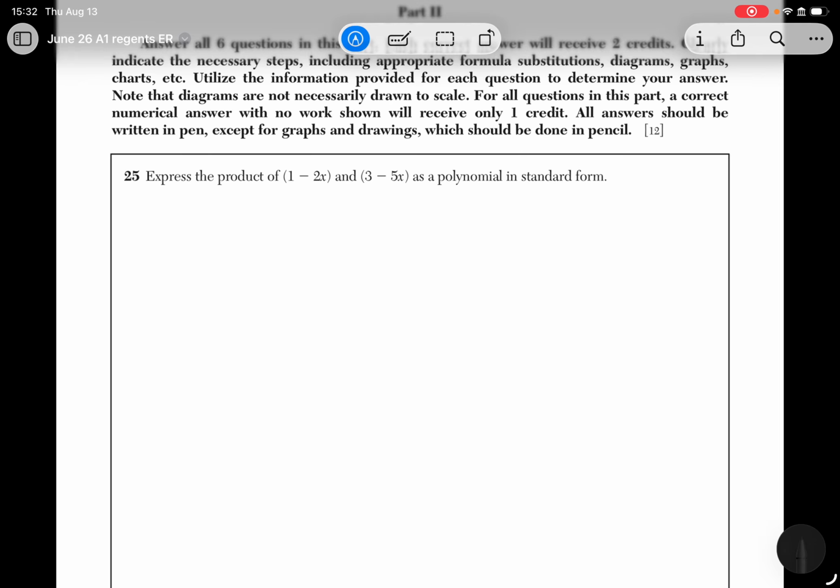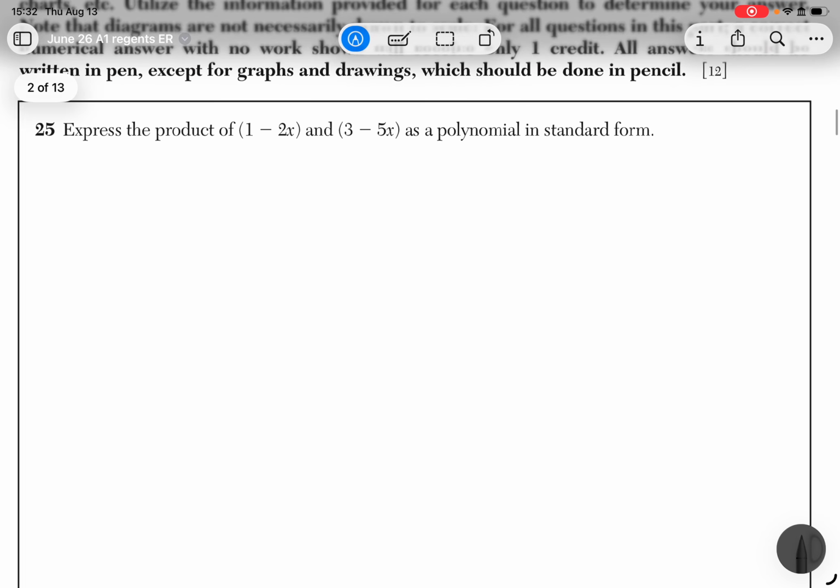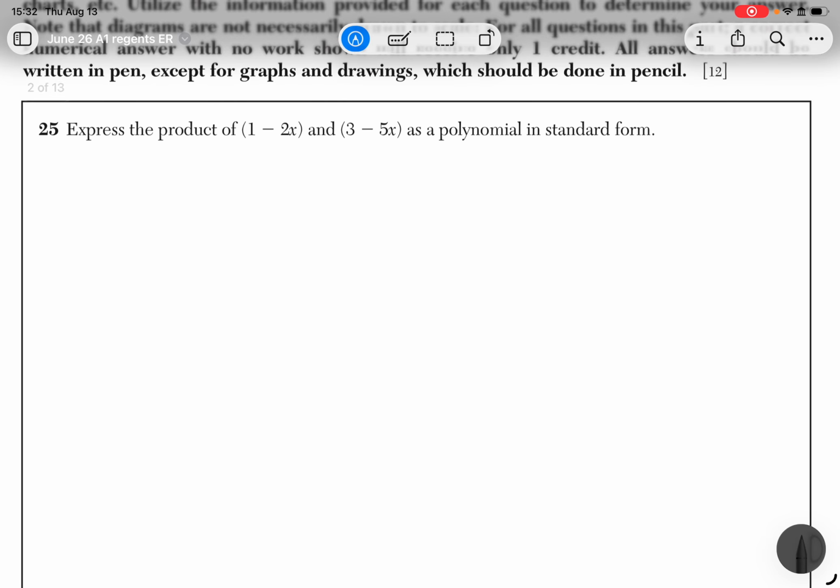So if we start with question number 25, we're finding the product of 1 minus 2x and 3 minus 5x, and then from there writing the polynomial in standard form. First things first, we need to know that product means multiplication. So we're going to multiply both sets of parentheses together.